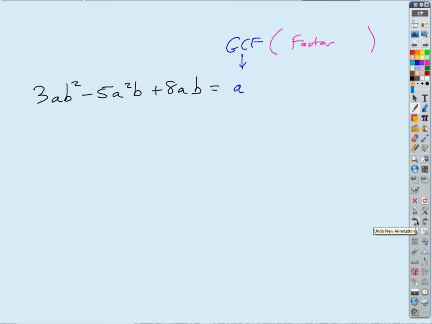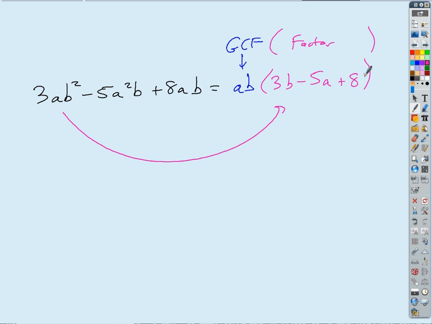And then what about the B's? B. Okay, and then what's left over? What's the other factor that's left over when we divide A times B away from each term? Everybody agree that's going to be a 3B? Yeah. Okay. Minus 5A, good, plus 8, good. And so on the assignment, we're just asking for the greatest common factor, and that would have been A times B. Okay?